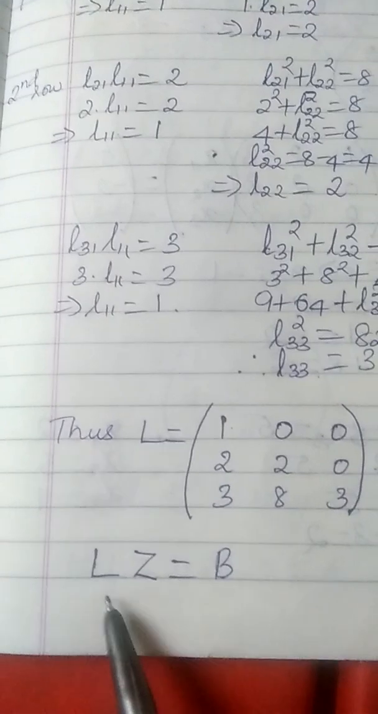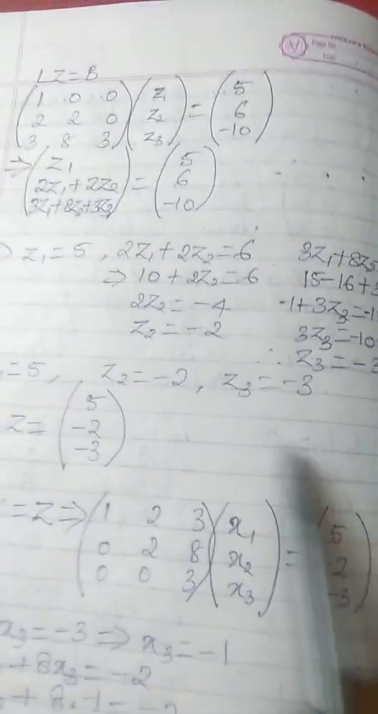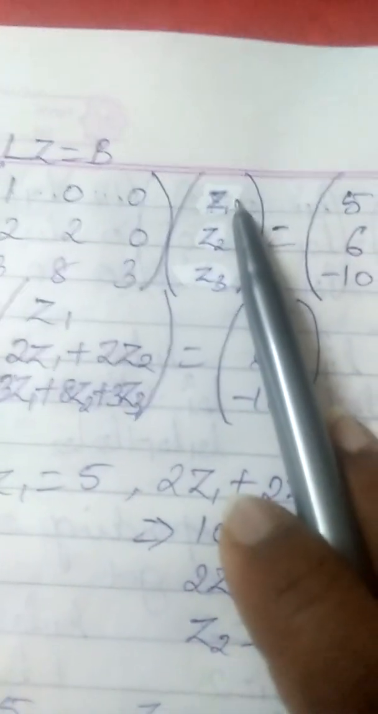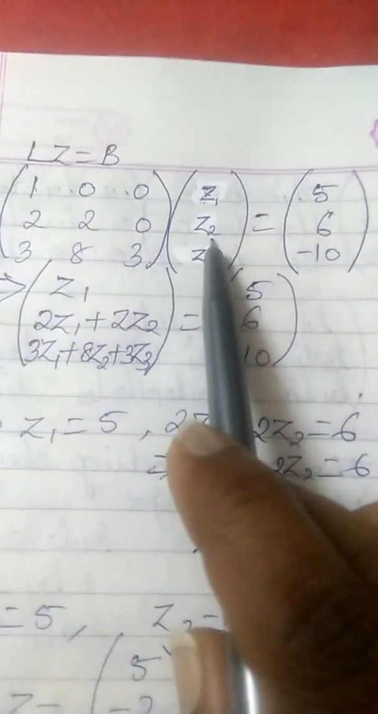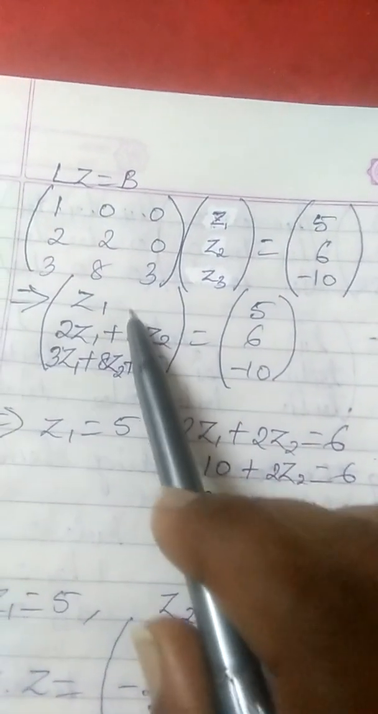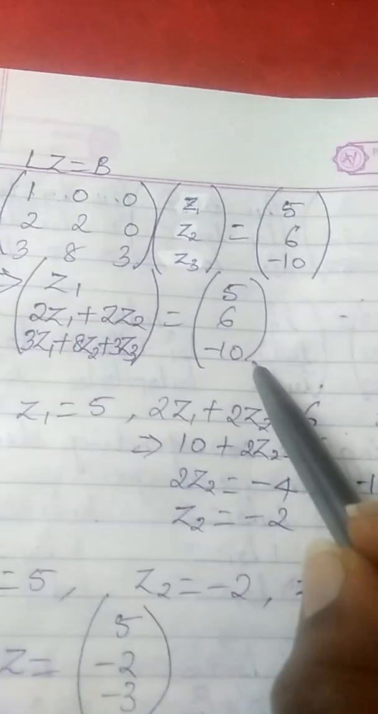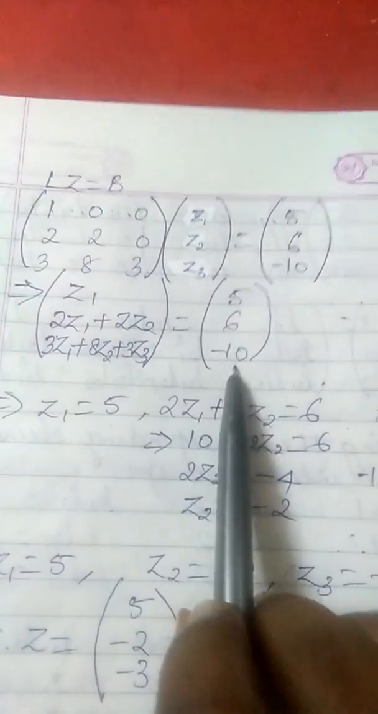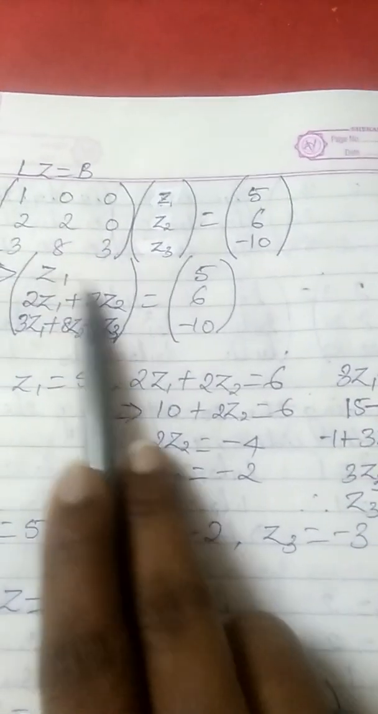Now having got the L and the L transpose matrix, we go to the next step, that is LZ equal to B. With LZ equal to B, substitute for the L matrix and the Z matrix. The L matrix is here, 1 0 0, 2 2 0, 3 8 3, into the Z matrix, that is Z1 Z2 Z3, equal to the B matrix. When we multiply the left hand side matrices, we will get a 3 by 1 matrix, that is a column matrix. And similarly on the right hand side also we have a 3 by 1 matrix. Hence, since the order is the same on both sides, we equate the corresponding elements, and thereby we get Z1 equal to 5.